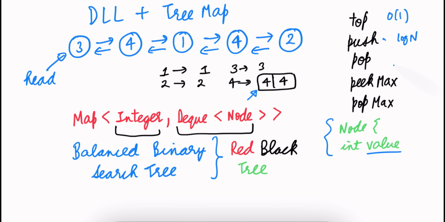Pop function is going to take O(1) time for DLL and O(log n) time to remove from tree map. And similarly, peekMax and popMax functions are going to take O(log n) time.